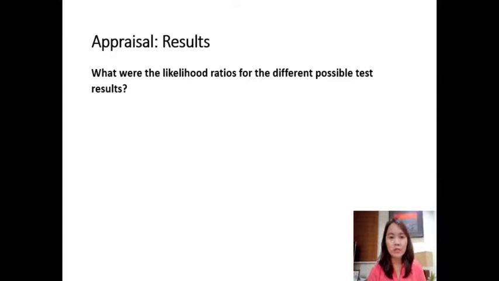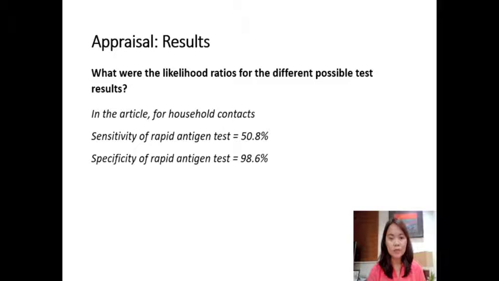In the Torres study, the sensitivity and specificity of the rapid antigen tests were given. We will focus particularly on the results they presented on the subgroup of patients who are household contacts of COVID-19 confirmed cases because this is the characteristic of our own patient. So the sensitivity was reported at 50.8% and specificity at 98.6%.